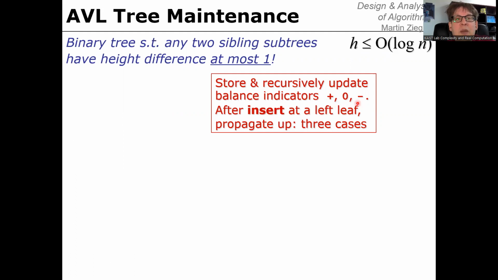So these are the only possible cases according to the very definition of an AVL tree. So height difference 2, for example, is prohibited. Therefore, we will not allow a balance indicator like plus plus, which would mean that the height difference is 2, or minus minus, which would also indicate that the height difference is 2.